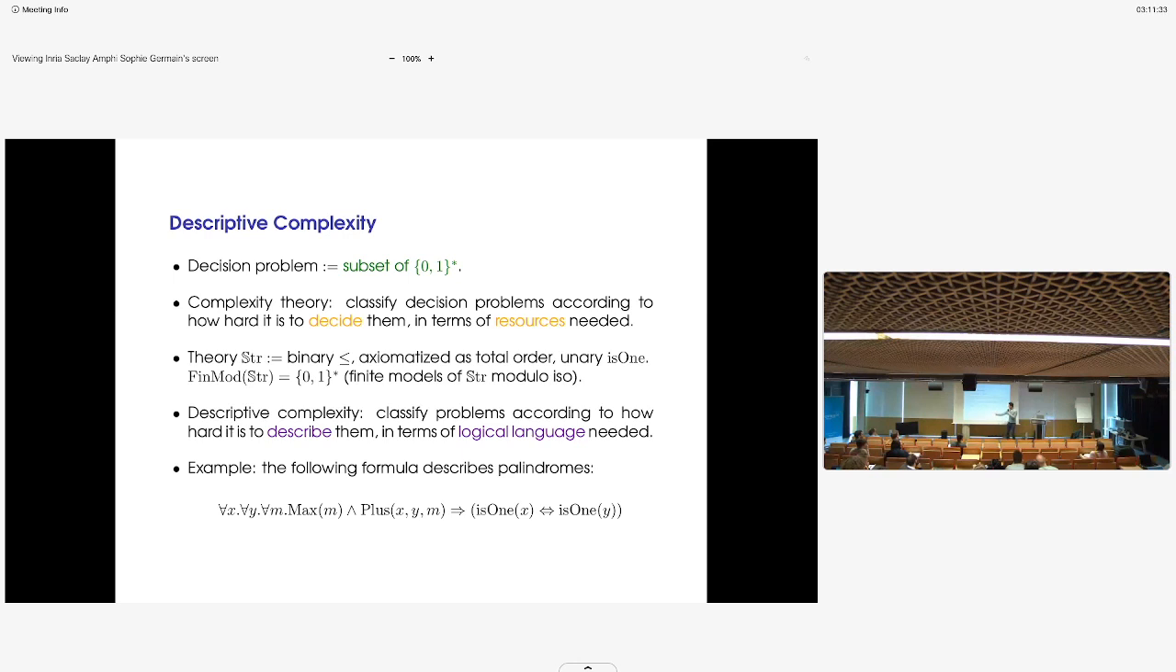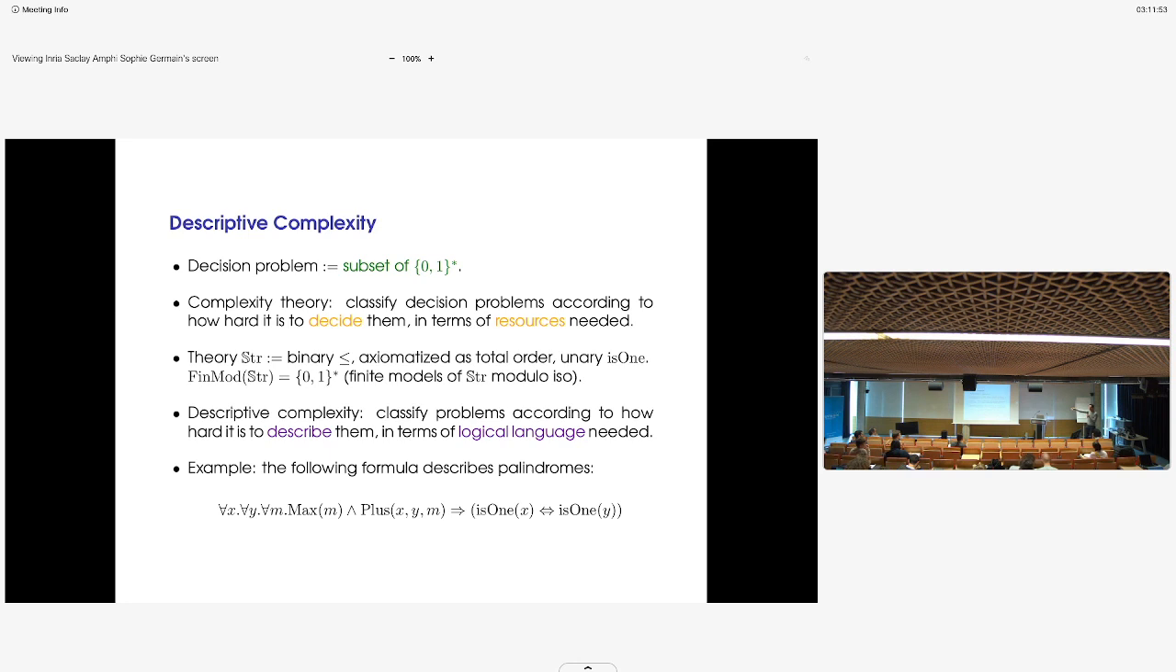Now you see that this formula is telling you, for every pair of positions in the string which, when you add them together, give the maximum, that basically I am looking at two positions that are symmetric with respect to the center.